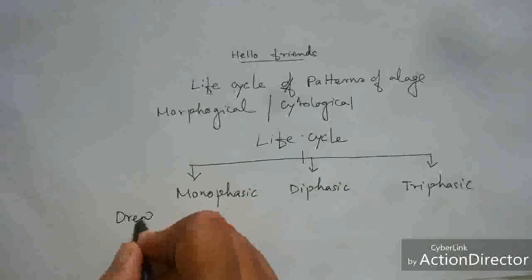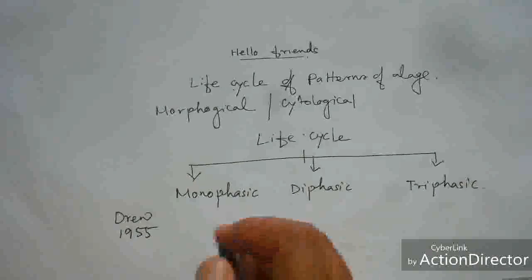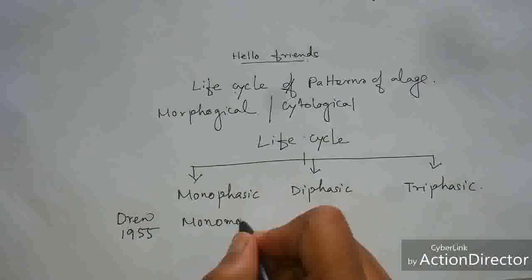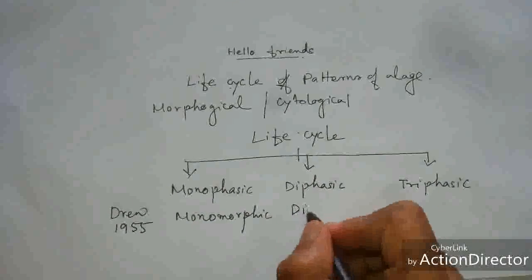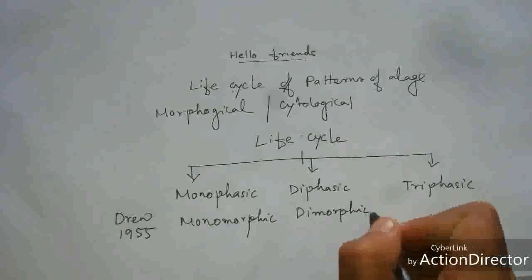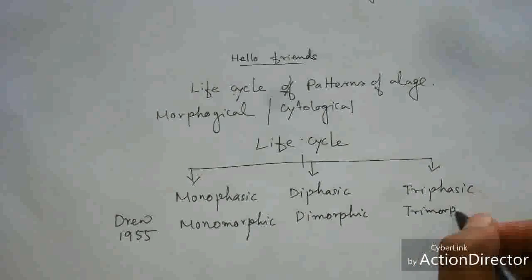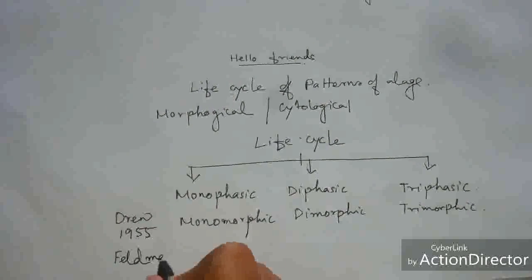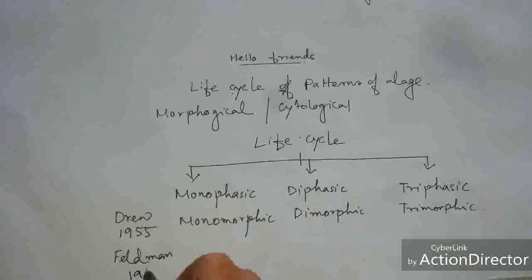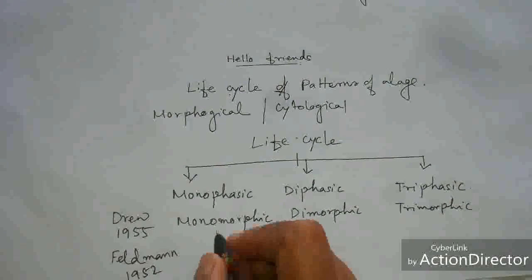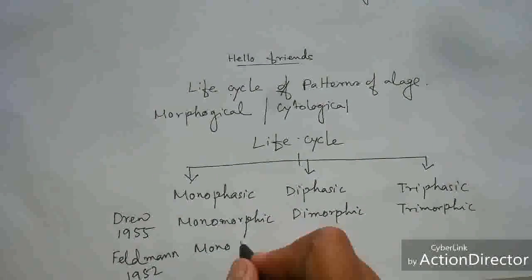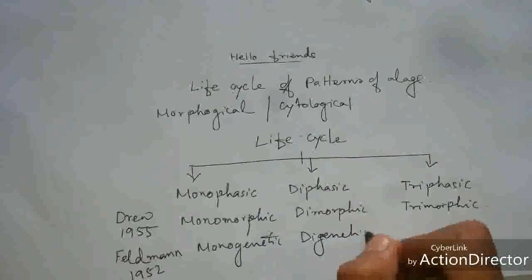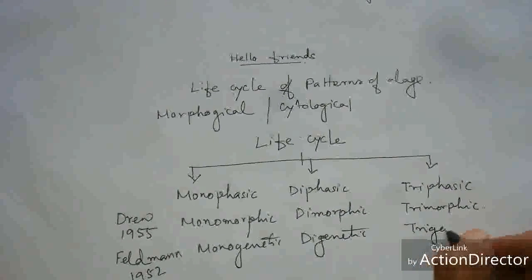Drew in 1955 used the terms monomorphic, dimorphic, and trimorphic, and Feldmann in 1952 used the words monogenetic, digenetic, and trigenetic.